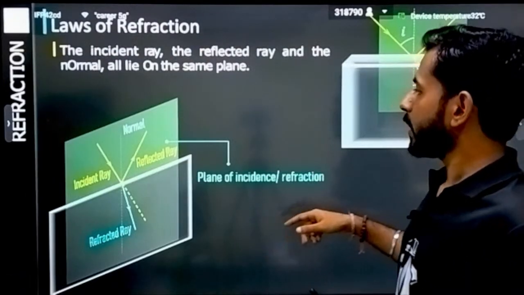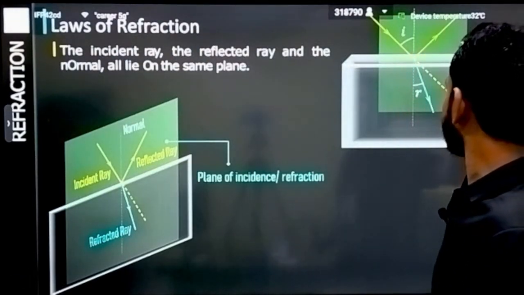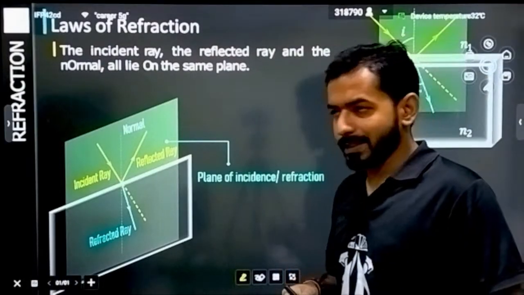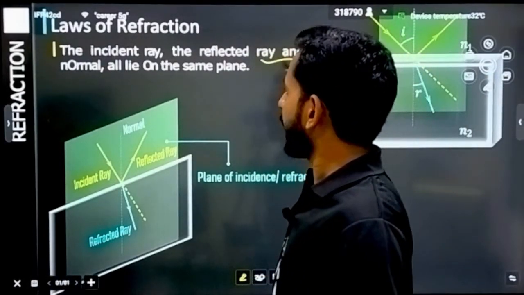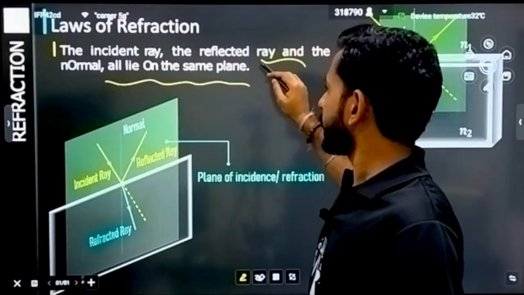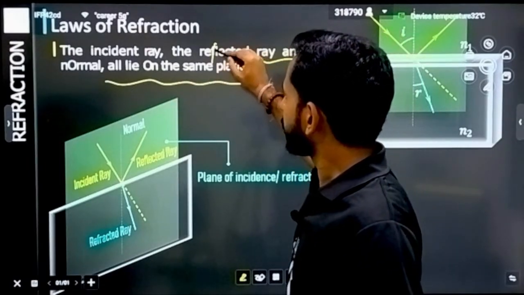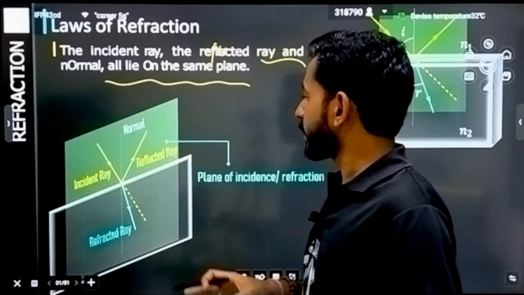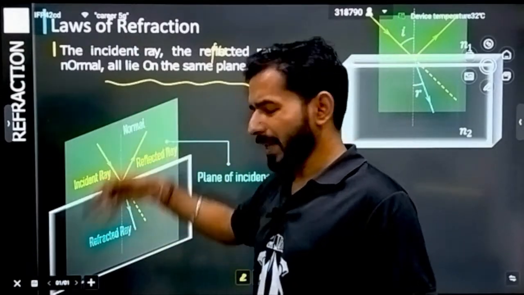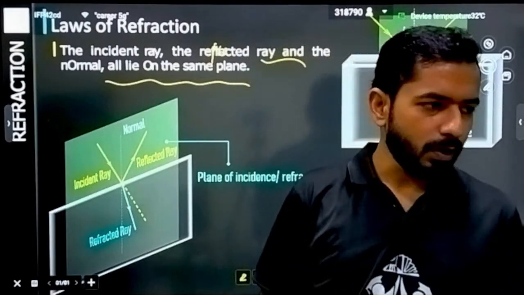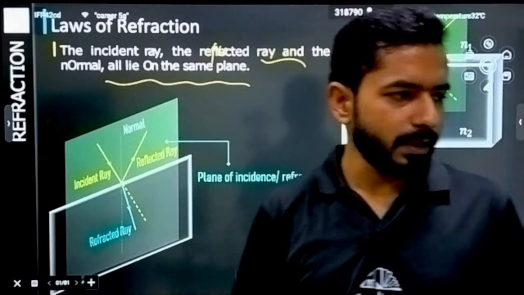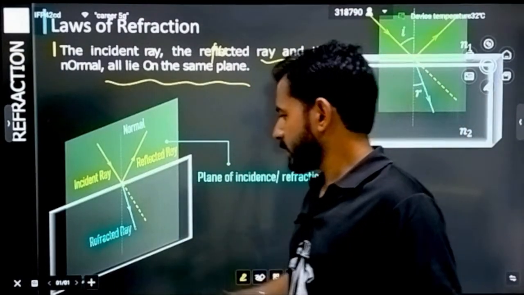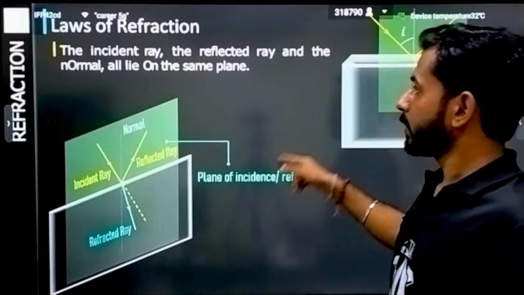Now, what are the laws of refraction? First law is Snell's law. Second law says that the incident ray, refracted ray, and the normal all lie on the same plane. It was the same in the law of reflection also. So I hope this is clear to you. Same for both the cases.